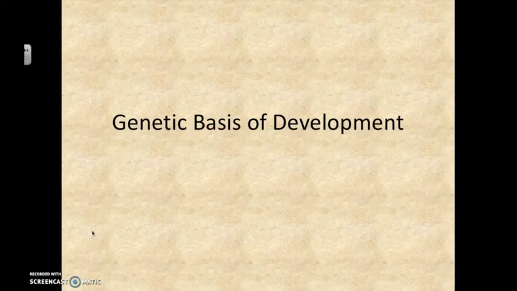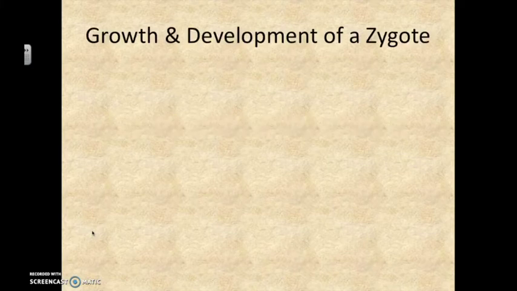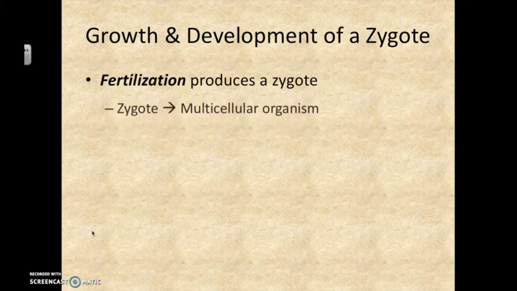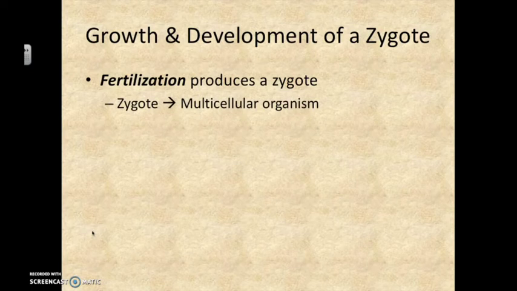In this lecture, we'll be focusing on the genetic basis of development. So we'll talk a little bit about the process of development and then the information that's needed to guide this process. In the very beginning, there's the process of fertilization where egg and sperm come together to produce a diploid zygote. The zygote then must develop into a multicellular organism.